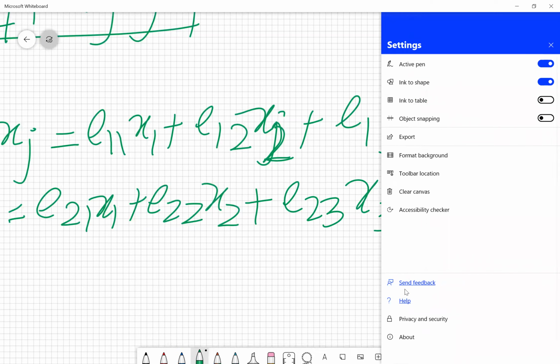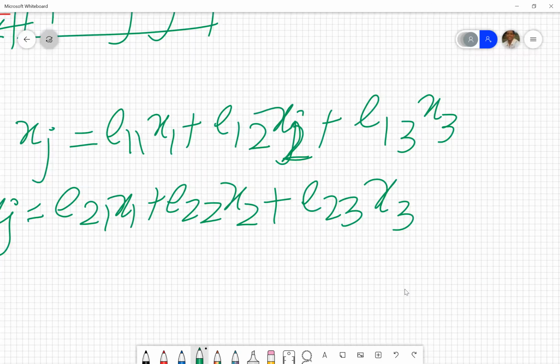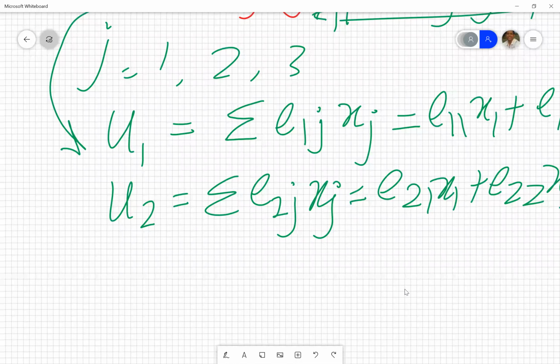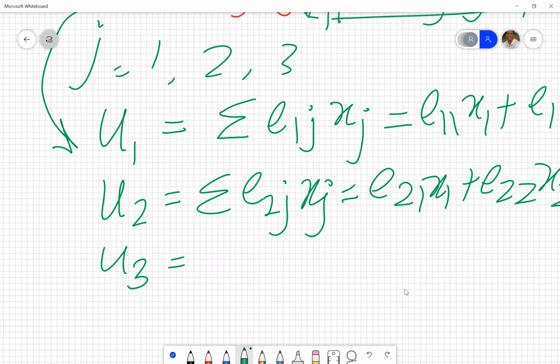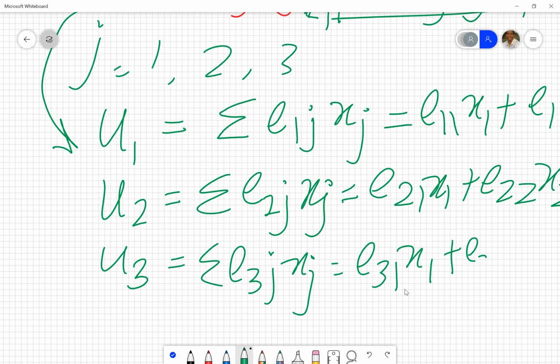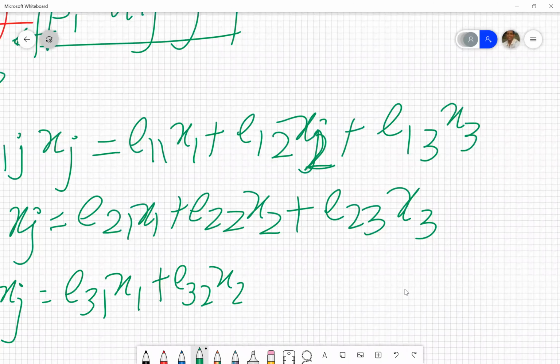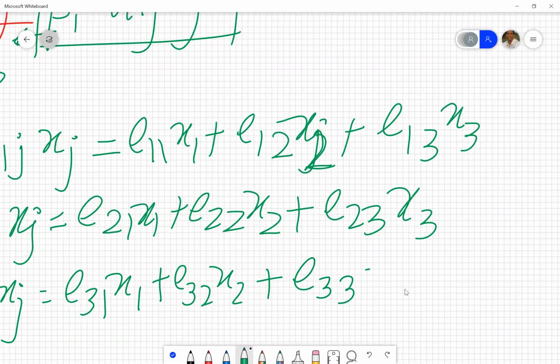Similarly, you can expand u3 also. u3 means summation over e3j xj, so the equation will be e31 x1 plus e32 x2 plus e33 x3. So this will be the explanation.